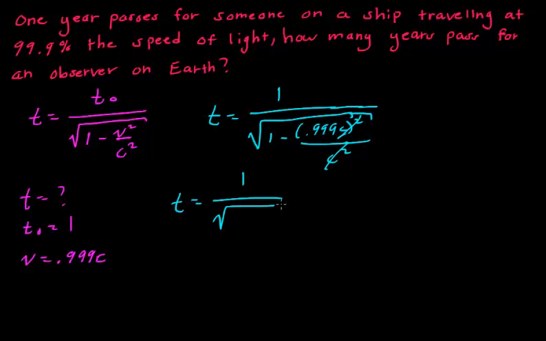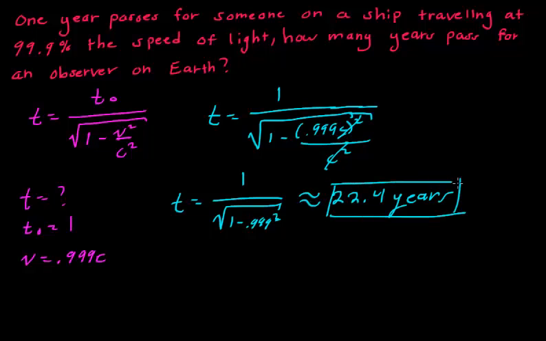It's good to know the why behind things. So now we just have 1 minus 0.999 squared. I shouldn't have crossed that squared off up here. Alright, and this approximates to 22.4 years. And that's pretty incredible when you think about it.